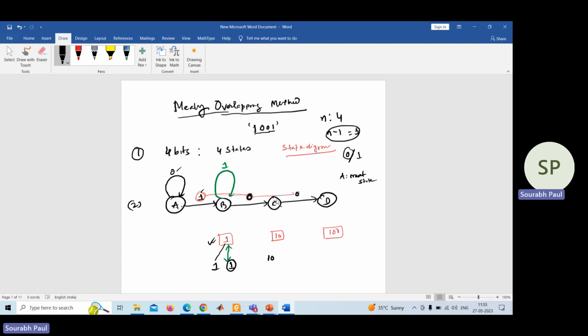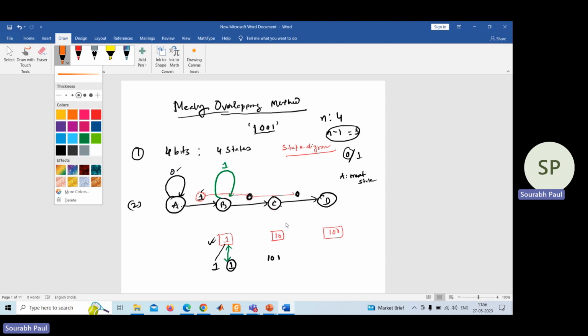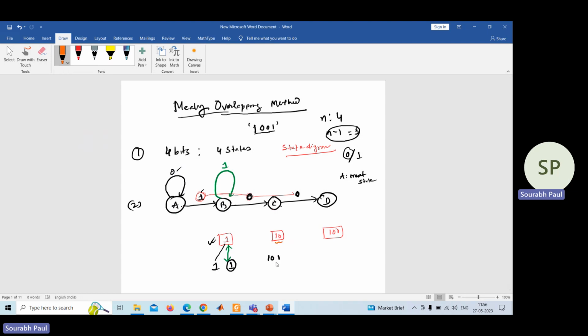Now what you need to do? Whatever remaining input you didn't consider for C, you need to write here. So for C I have already considered 0. What is still left? 1 is still left. So I have written 1 on the right side. Now after that, what you need to do? You need to compare this square box's 2 bits with these 2 bits on the right side.